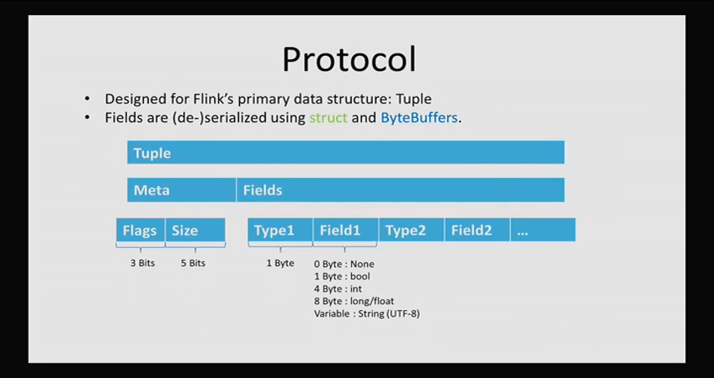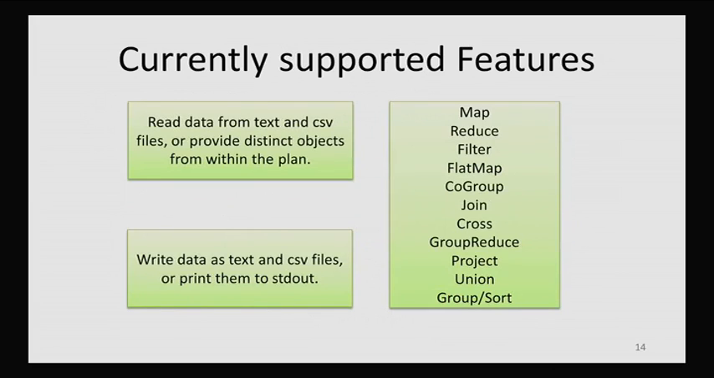So the Python API currently provides a subset of the features of the Java API. You can read data from text files, CSV files, or provide distinct objects within your plan. You can write as text or CSV and print them to standard out. Operation-wise, we actually support most of them. The most important missing one is iterations.